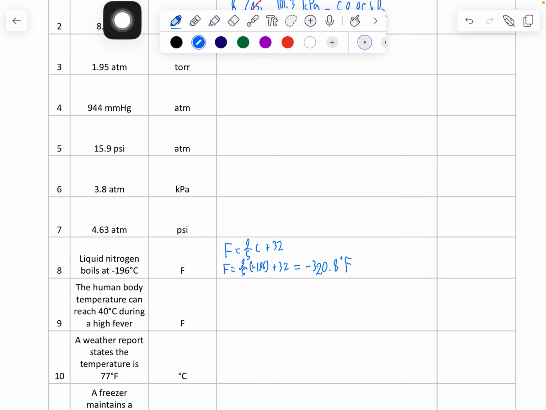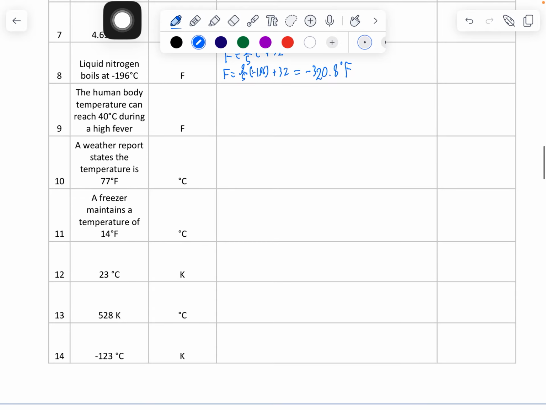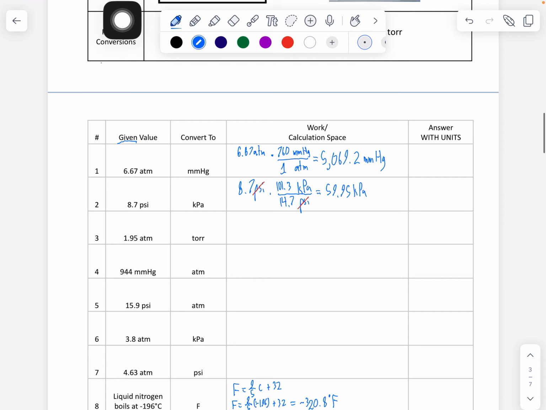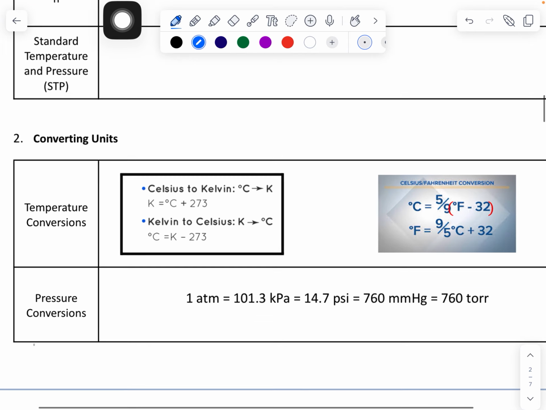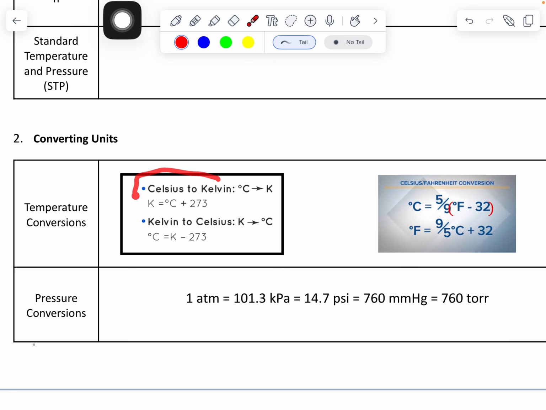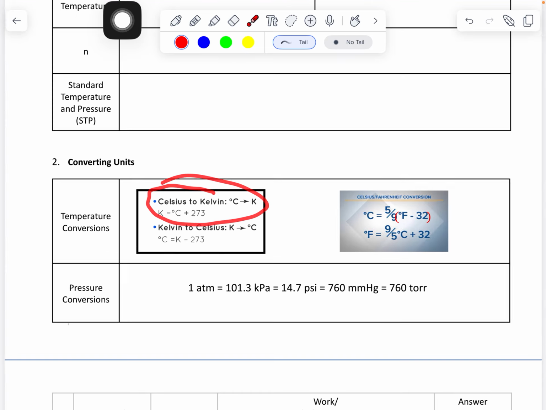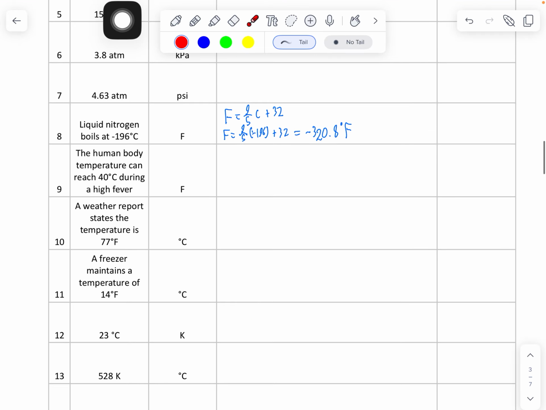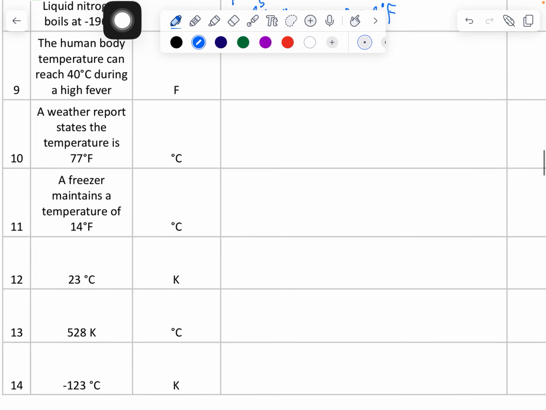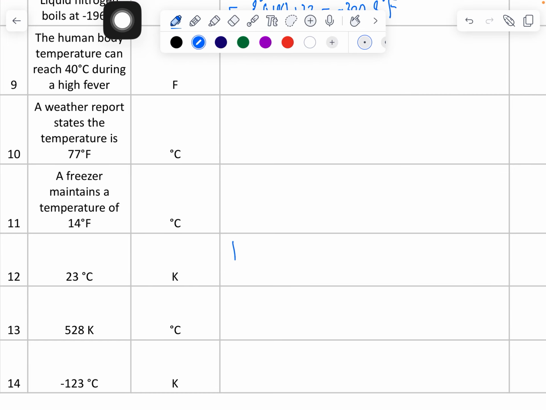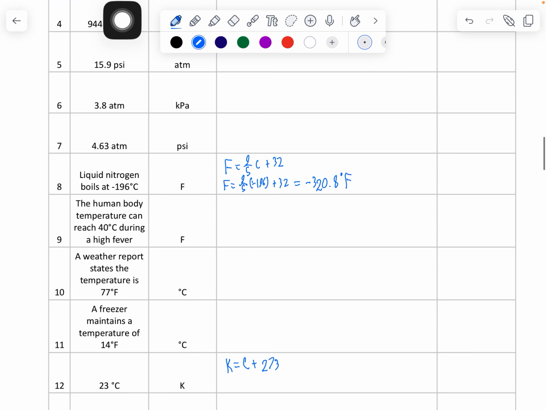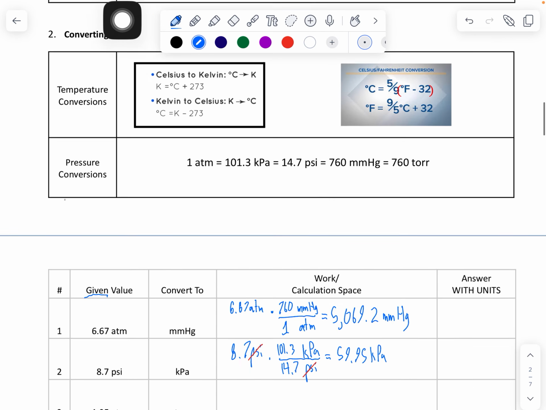All right, now let's try converting Celsius into Kelvin. So for this, we're given Celsius. We want to go Celsius to Kelvin. We're going to use this equation. We can copy it down. Kelvin is just, we're doing number 12, Kelvin is just your temperature in degrees Celsius plus 273. Again, we're just copying that down from right up here.